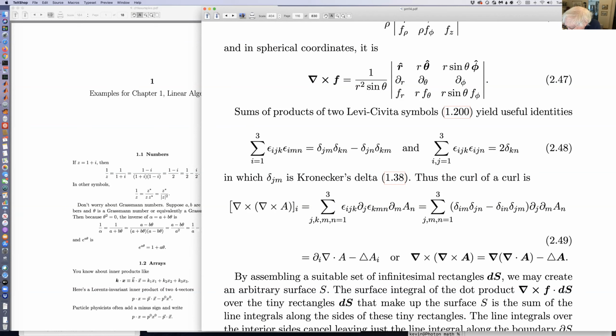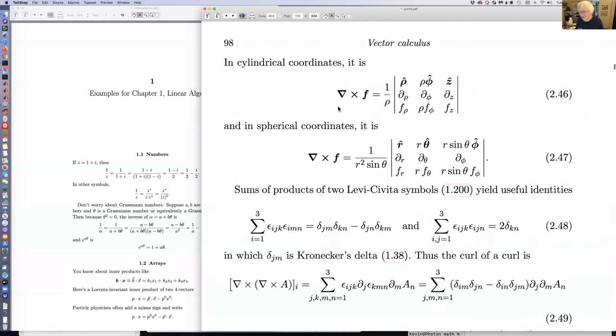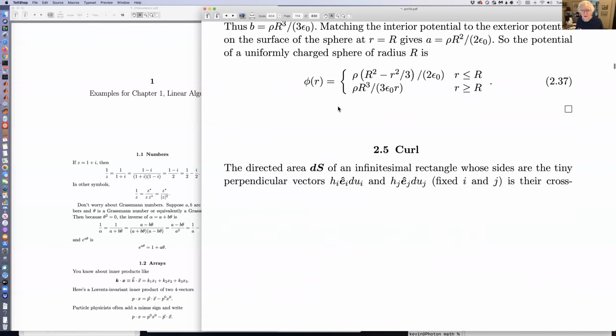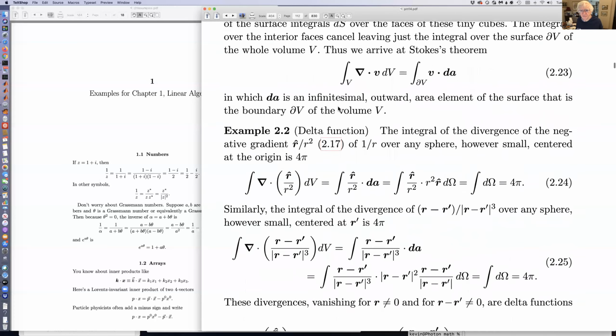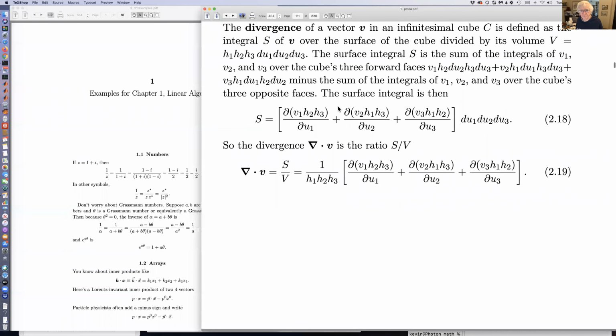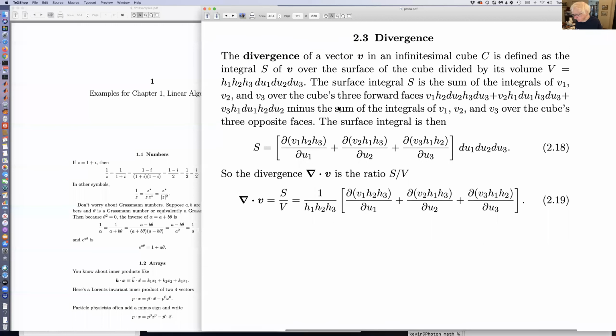Okay, here's a question. In the derivation of the divergence, why is the first face such and such? All right, let's look at divergence. Curl. Laplacian. Okay, here's the divergence. Why is the first face such and such? In other words, this equation here, I guess, well, first of all, what are we talking about? What we're talking about is the divergence is the surface integral over the surface of the cube divided by the volume. Well, the volume is clearly h1, h2, h3, du1, du2, du3. So that part is easy.